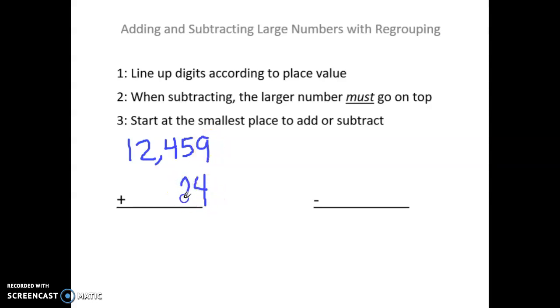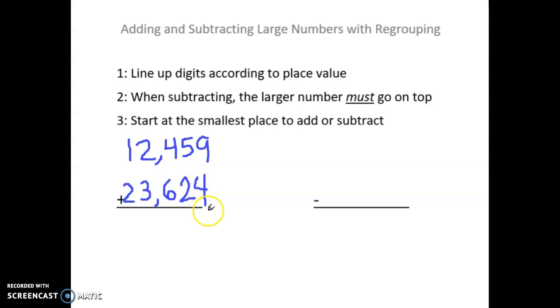A 2 in the tens place. 6 in the hundreds place. I've lined up my commas. There's a 3 in the thousands place and a 2 in the 10,000s place. When writing my second number, by starting in that smallest place, the ones place, I can easily make sure that I've lined up each of the digits according to their place value.